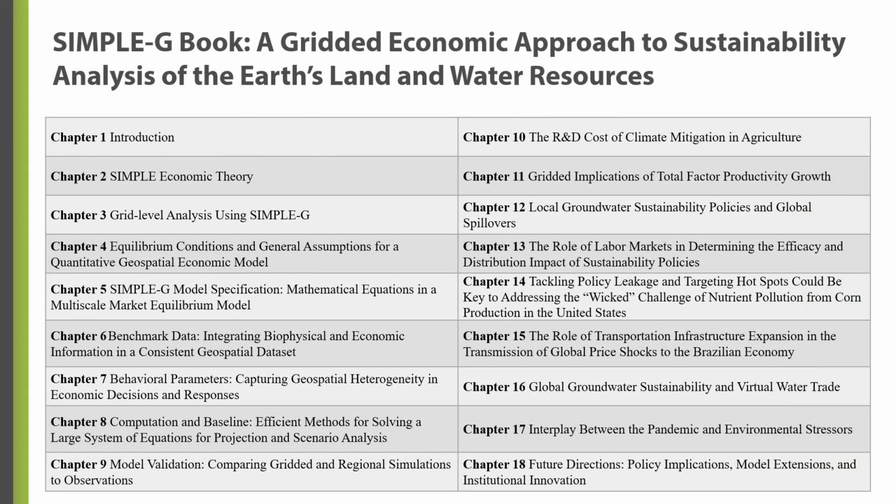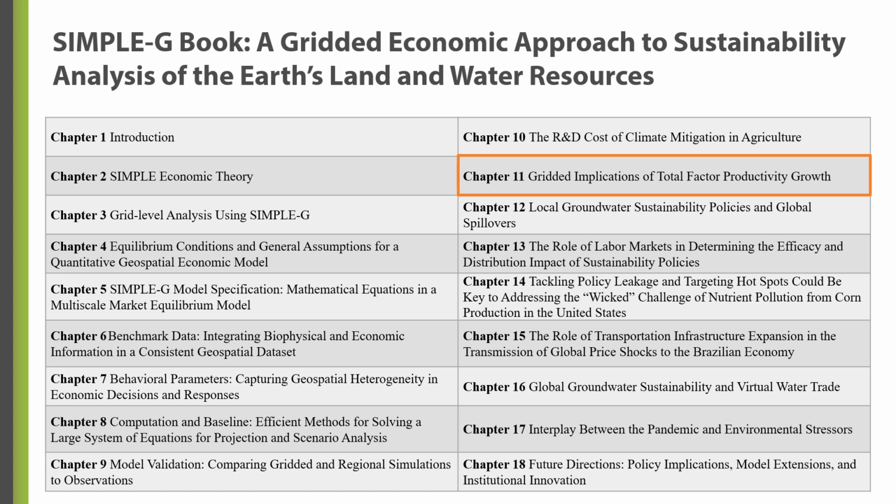This slide provides an overview of all chapters in the Simple G book, each of which has an accompanying presentation to motivate the material covered in that chapter. During this presentation, I'll cover Chapter 11, which is on gridded implications of total factor productivity growth.